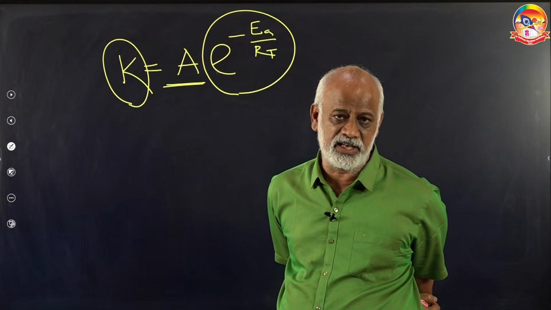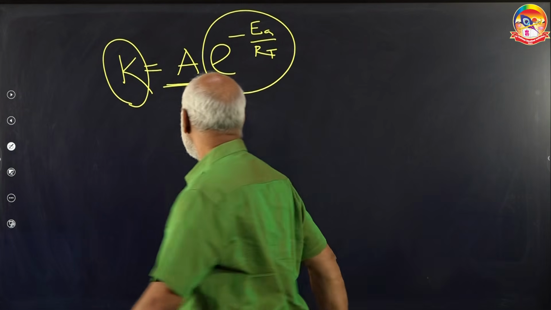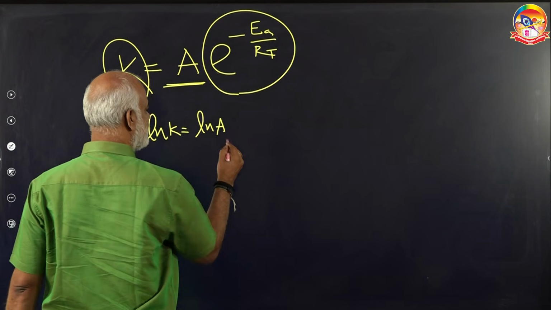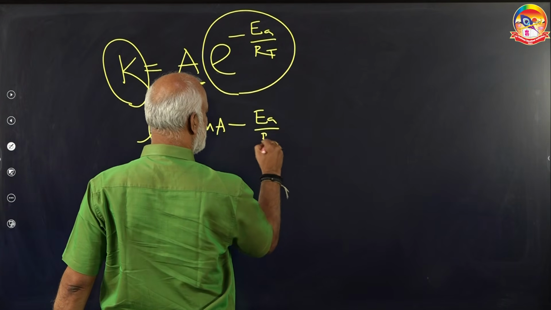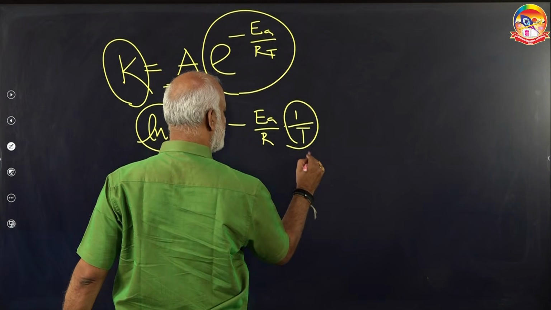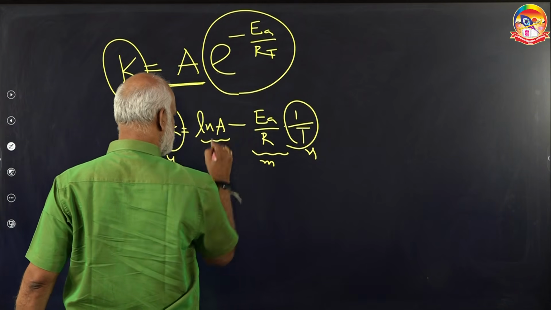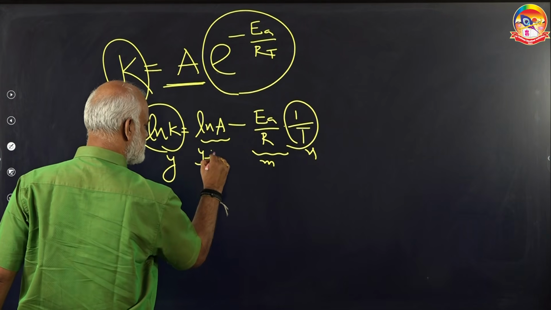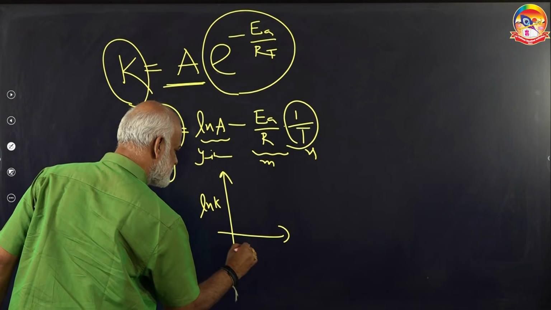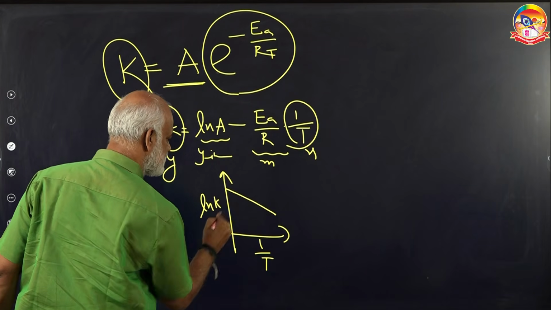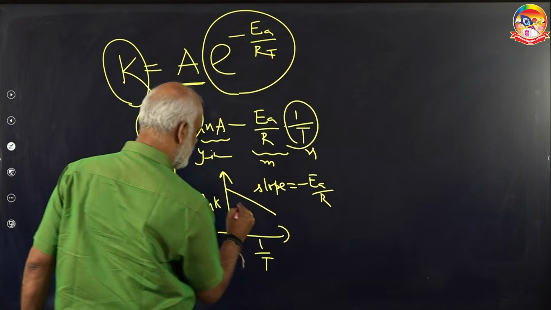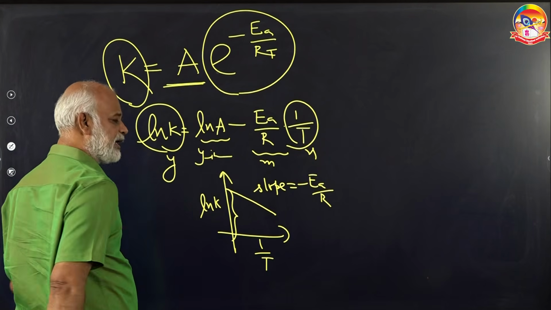To write the same thing in a logarithmic form, if we take natural logarithm, ln k is equal to ln A minus EA by R into 1 by T. If you take this on the y axis and this on the x axis, this will be the slope, this will be the y intercept. Therefore, a graph of ln k versus 1 by T will be like this, where the slope is equal to minus EA by R and the intercept is equal to ln A.